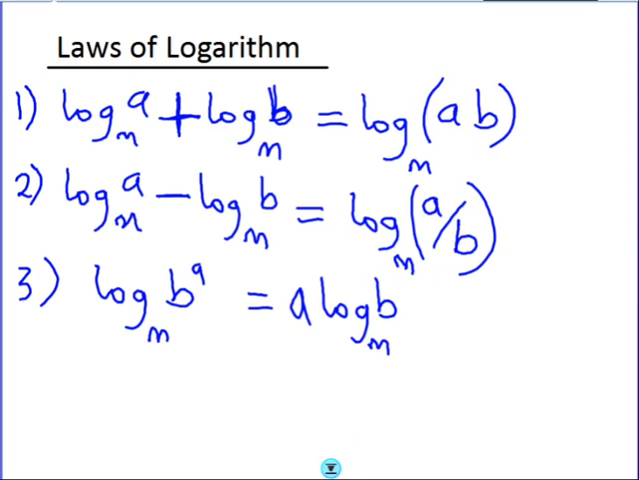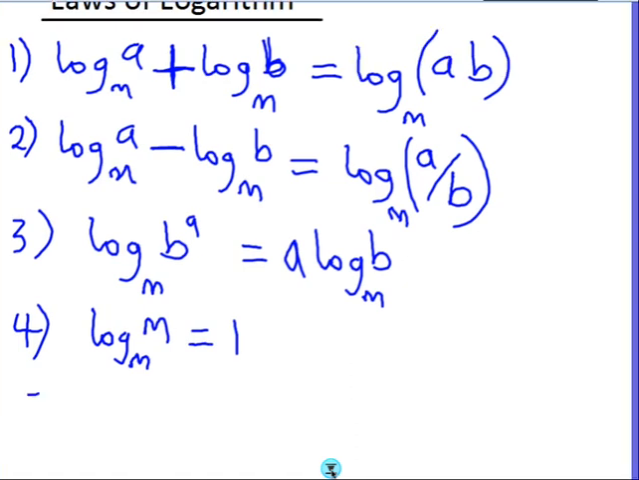And then the fourth one is called the logarithm of the same base. If my base is m and I'm dealing with logarithm of that m to that same base m, it's always 1. And then the last one is the logarithm of 1 to non-zero base m. It's always 0. How do I know this?